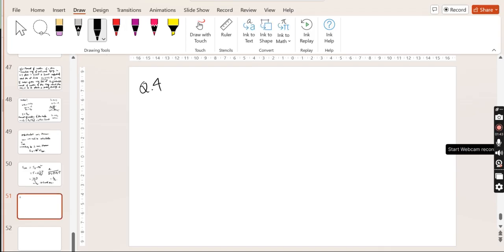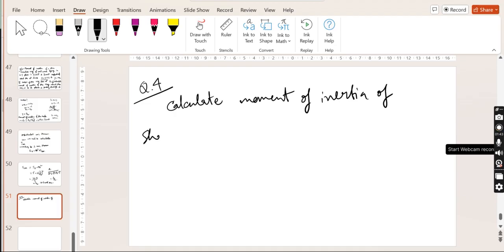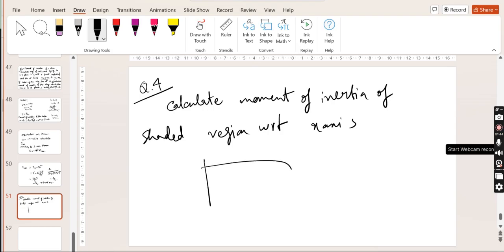Now question 4 is: calculate the moment of inertia of the region with respect to its axis. So the shaded region is this.